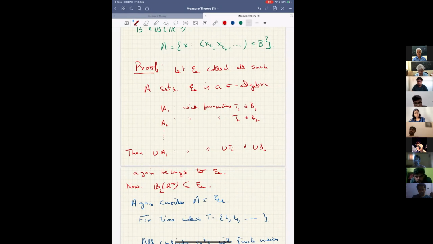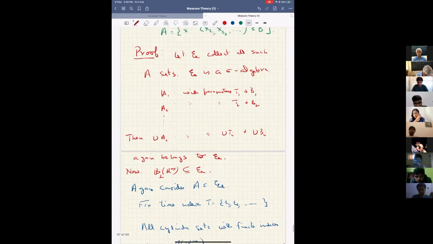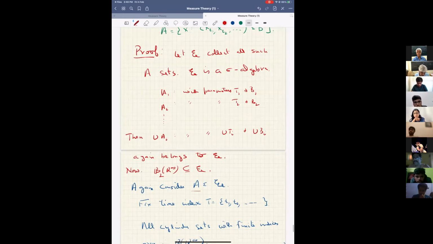That's right, the union of the Bi. So this again has the same structure basically. This union also has the same structure, so it also belongs to calligraphic E. So calligraphic E is a sigma algebra. And now I want to say that each such A actually is an element of my B(R^T). So what I'll do is, for that A, I have these time points T1, T2 all the way to infinity.